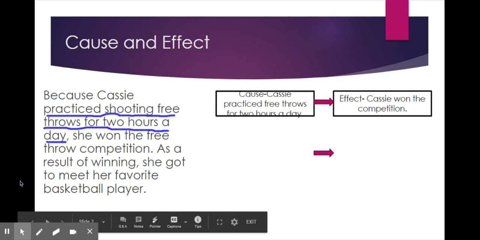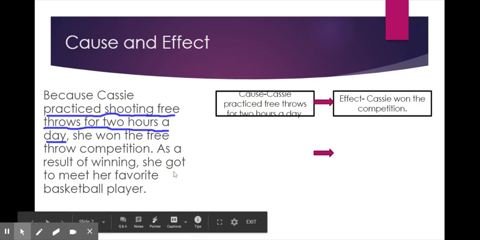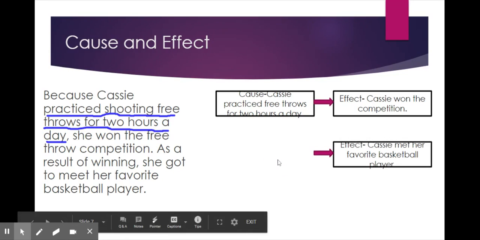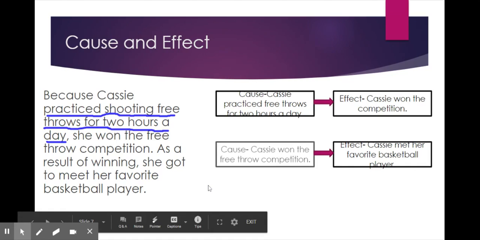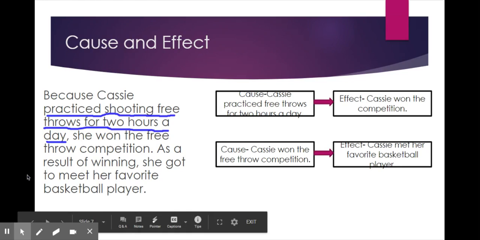In this paragraph, there's also another cause and effect. As a result of winning, she got to meet her favorite basketball player. So what happened? She got to meet her favorite basketball player. Why did she get to meet her favorite basketball player? Because she won the free throw competition. It really helps if you find the effect first and then ask yourself why it happens.